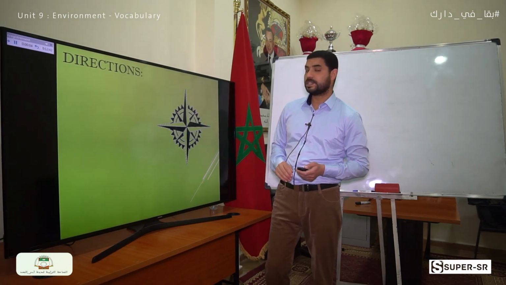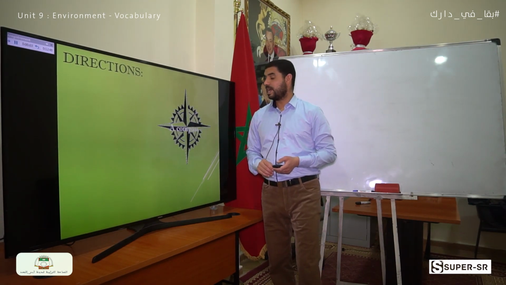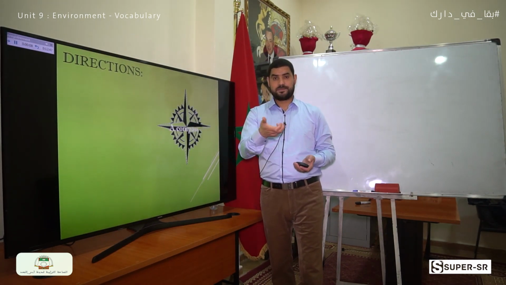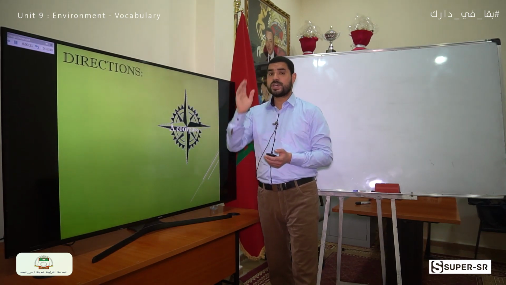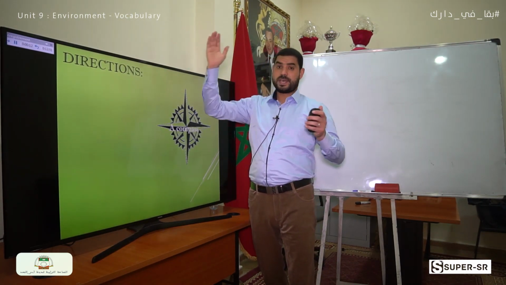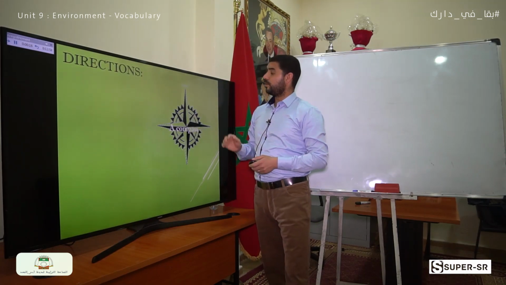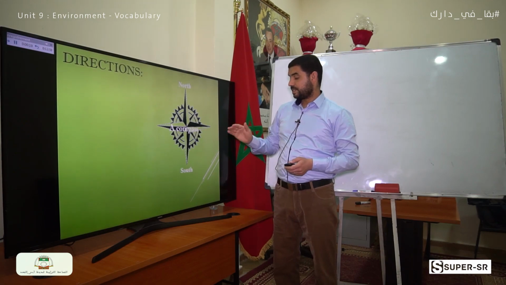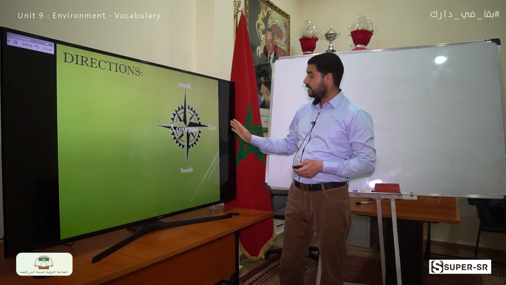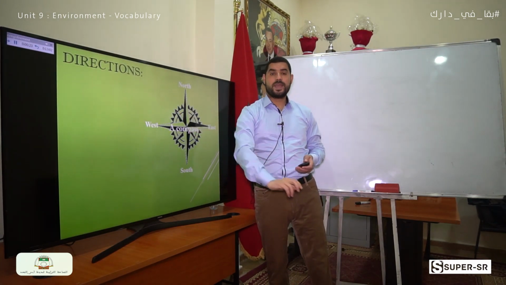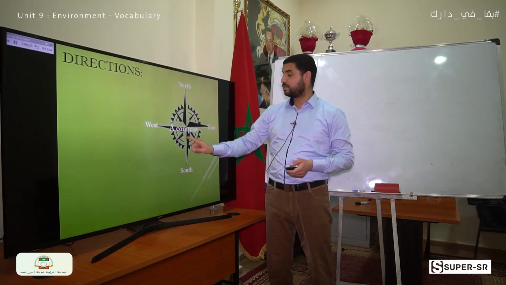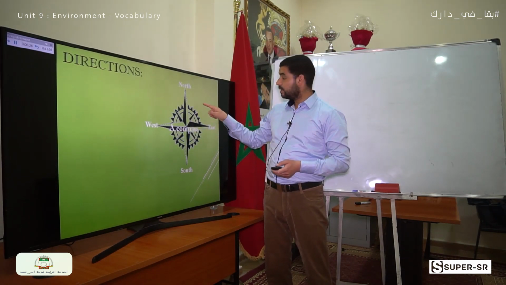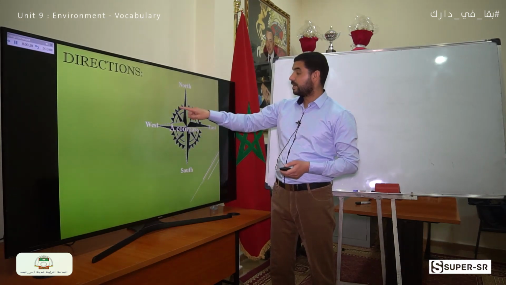So look here, what's this? It's a compass. So we use the compass to know the directions. We have 4 main directions: the north, the south, the east, and the west. We have also some secondary directions.